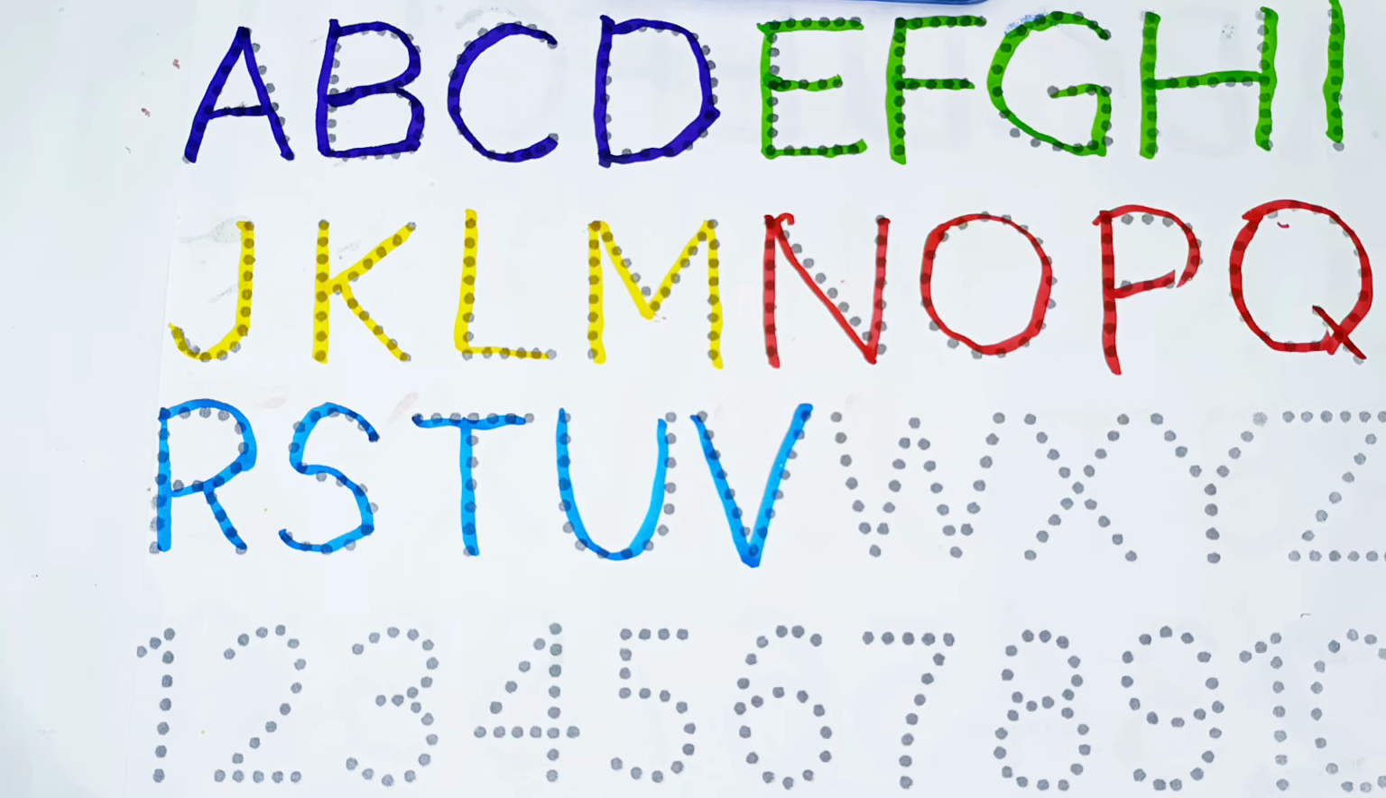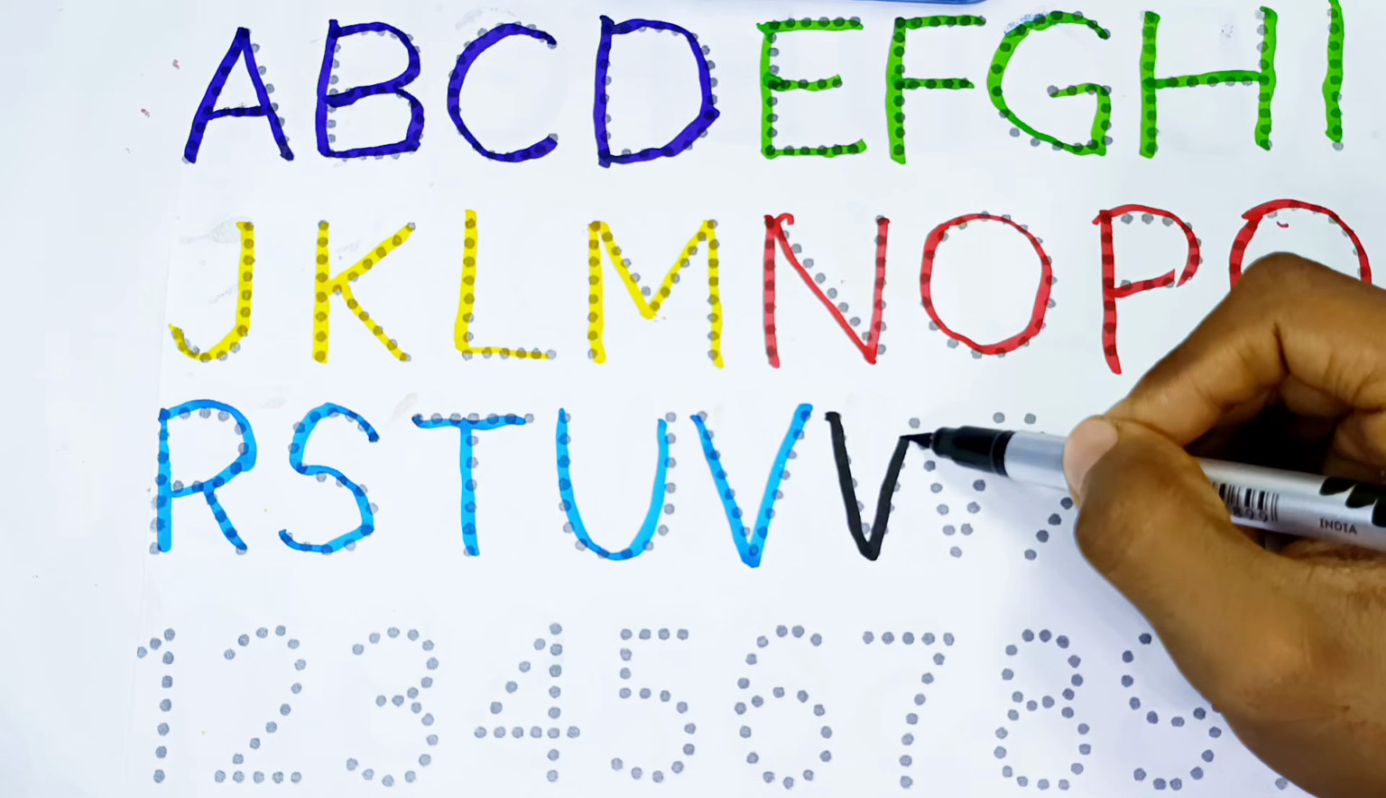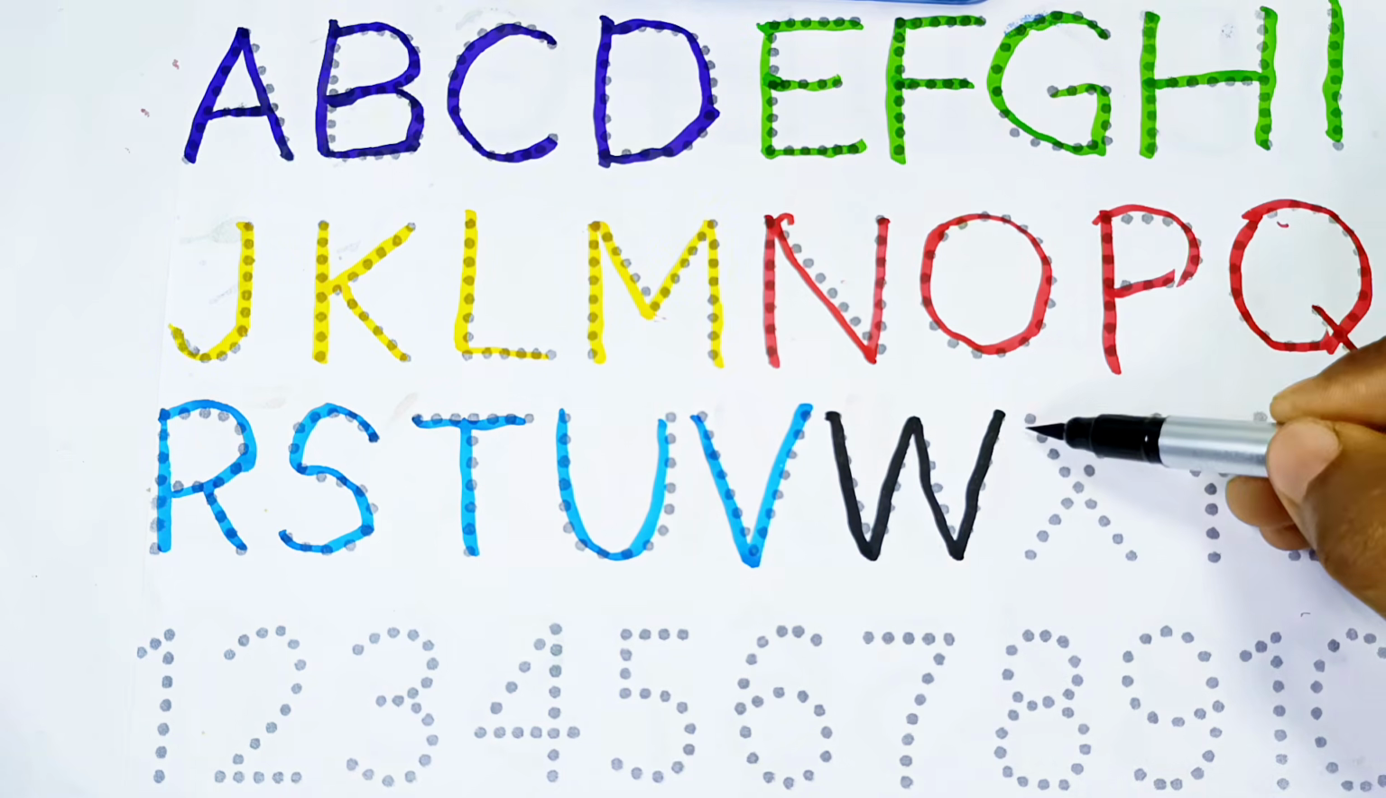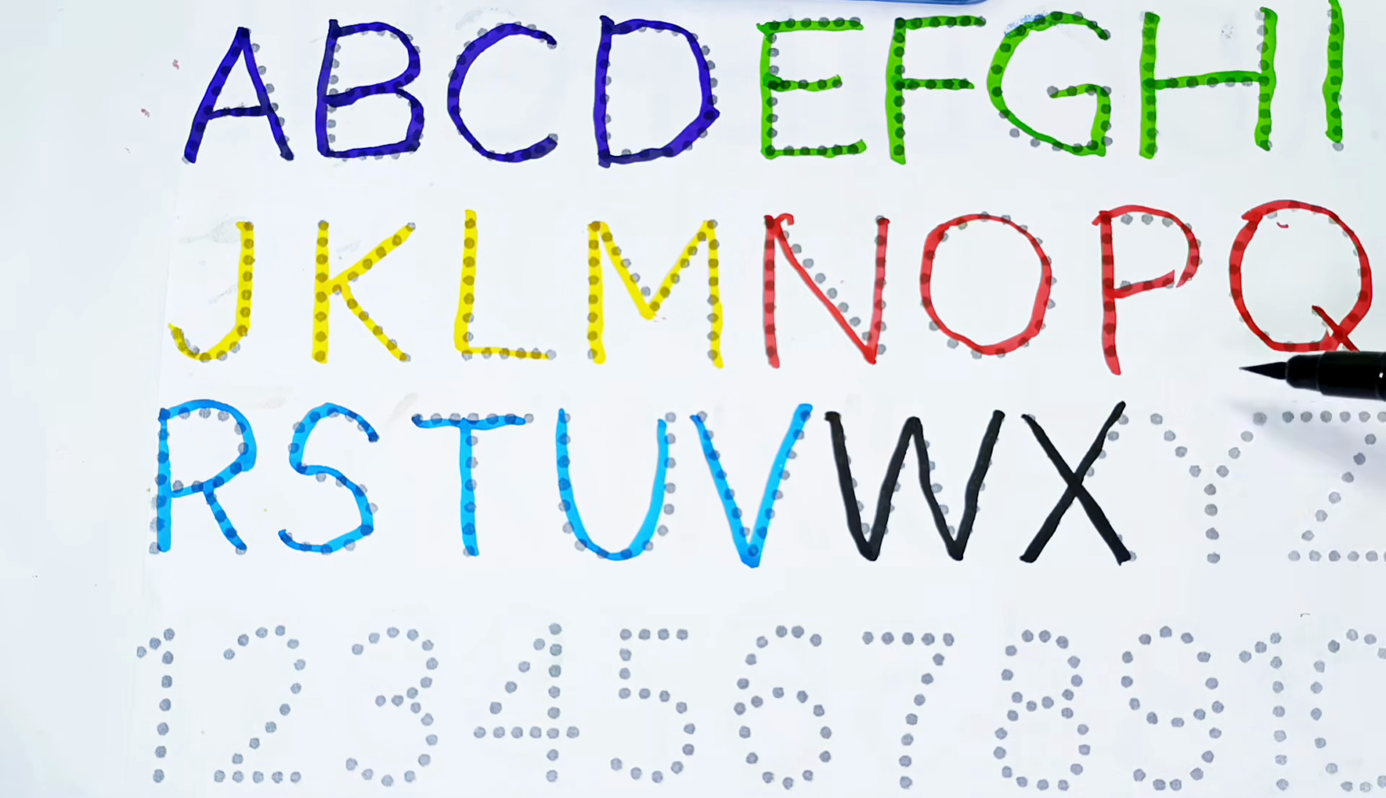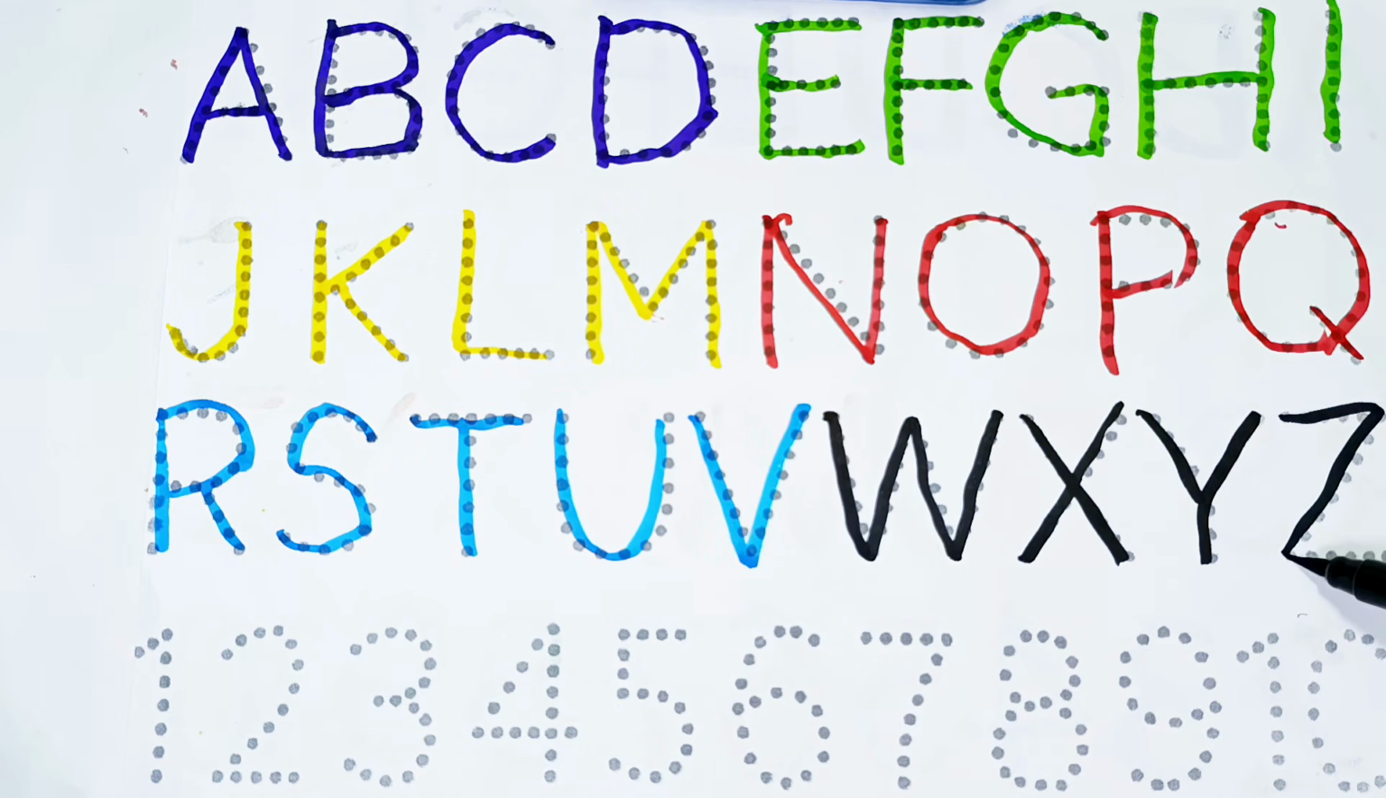Now you draw W. W for wheel. X for xylophone. Y for yo-yo. And Z for zebra. Now you draw numbers.